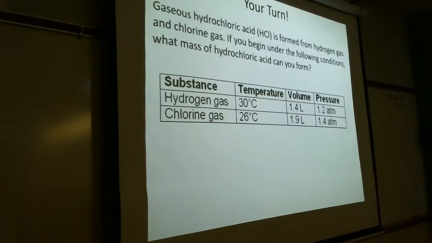You try this one. Hydrochloric acid, HCl, formed from hydrogen gas and chlorine gas. If you begin with the following conditions, what mass of hydrochloric acid could you form? Hydrogen gas at 30 degrees Celsius, 1.4 liters of it at 1.2 atmospheres pressure. Chlorine gas is 26 degrees Celsius, you've got 1.9 liters of it, under 1.4 atmospheres pressure.